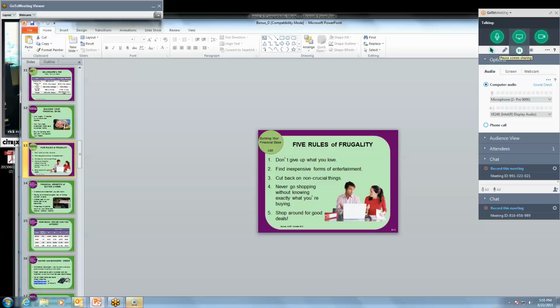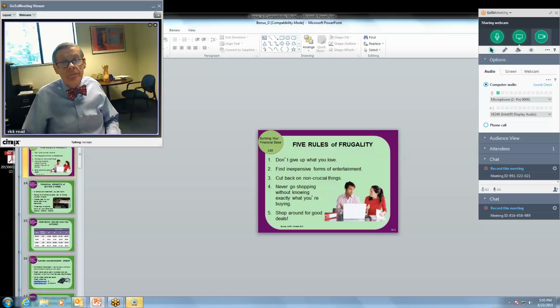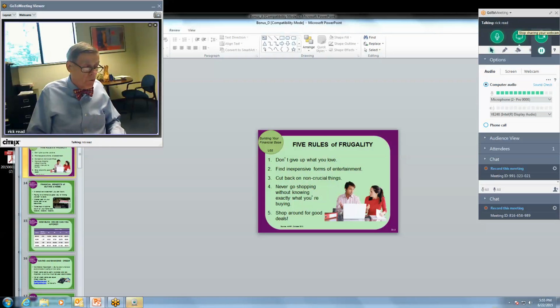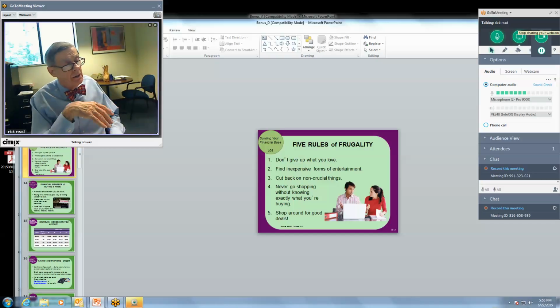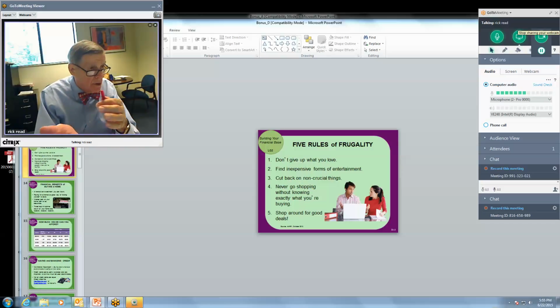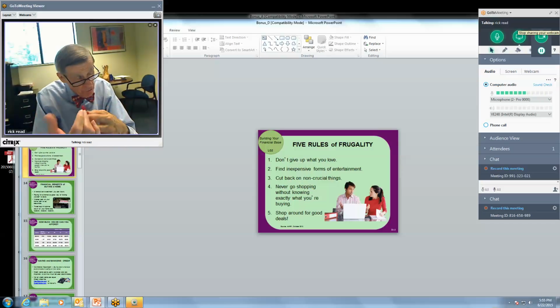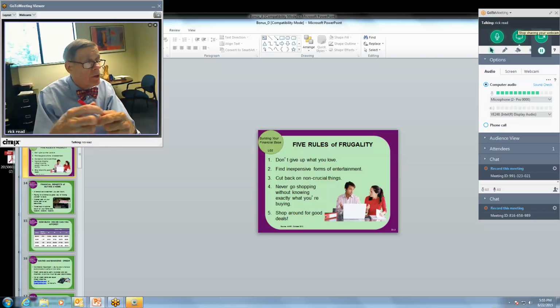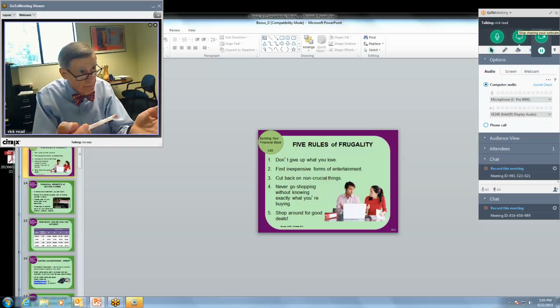This just talks about living frugally. I mentioned that. Don't give up something you like, but cut back on things that are not essential. One of the big ones I see is don't ever go shopping, especially for food, when you're hungry, or without having an idea of what you want to buy. Now, if you're just going to shop to look and get some idea of value, that's okay.